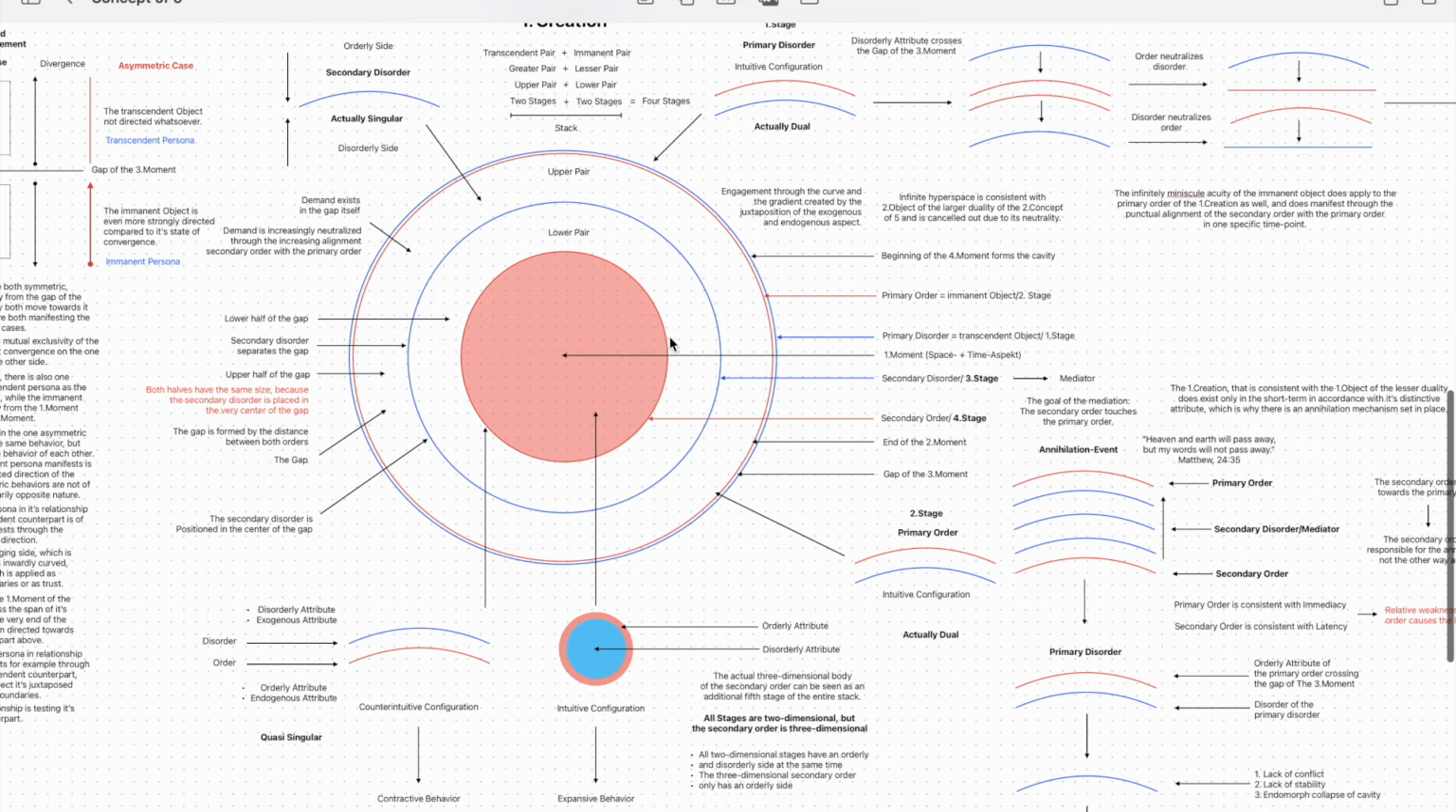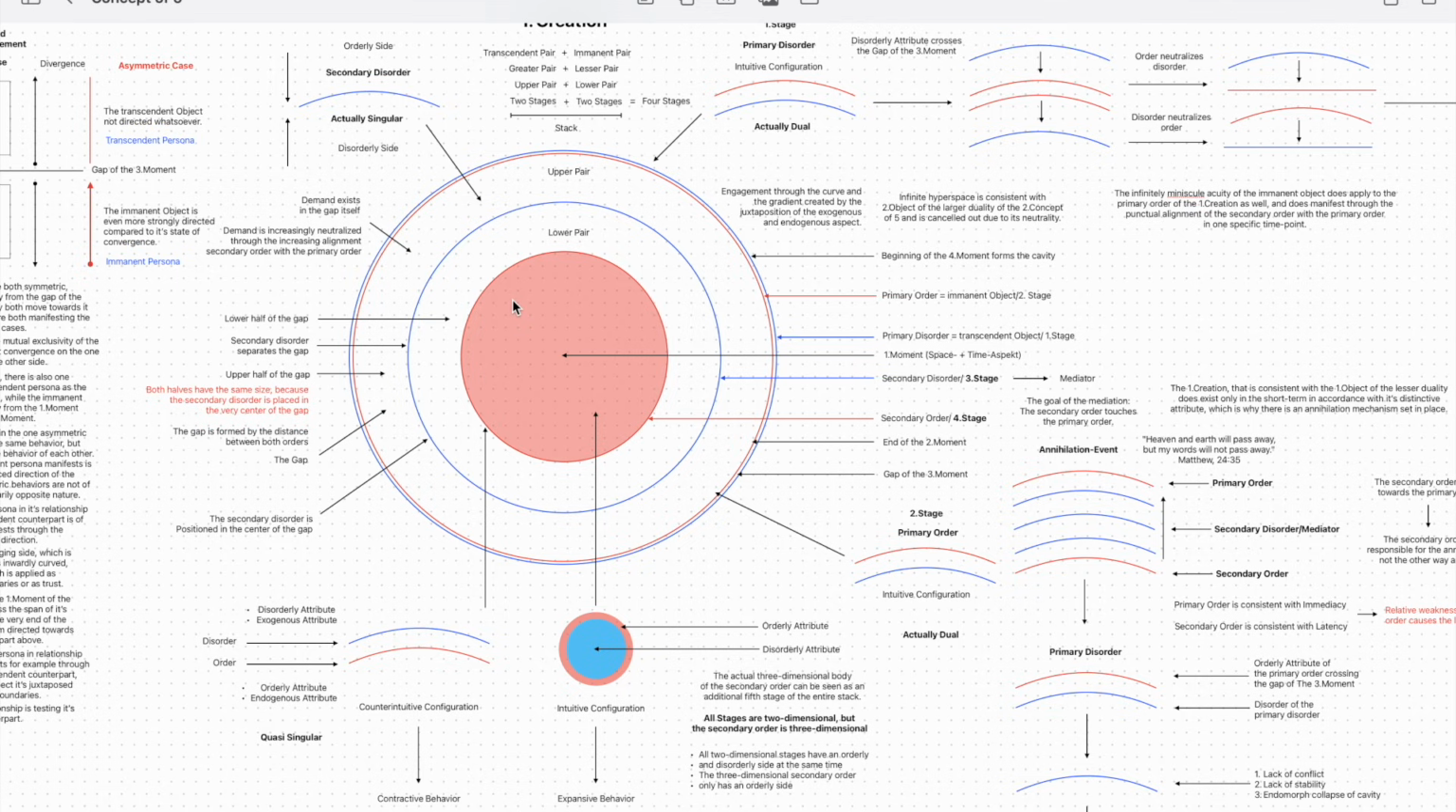And so does the first moment and the end of the second moment also accentuate the immanent object of the second concept of 5. As you can see here, the secondary order, meaning the most inferior stage of the stack, is unlike all other stages not two-dimensional, but three-dimensional. All four stages of the stack are two-dimensional. The very body of the secondary order, as the most inferior stage of the stack, is not two-dimensional but three-dimensional, which can be deemed as an additional fifth stage of the entire stack, meaning what clearly differentiates the fifth stage from all other four stages of the stack is that the fifth stage is three-dimensional while all other stages of the stack are two-dimensional.